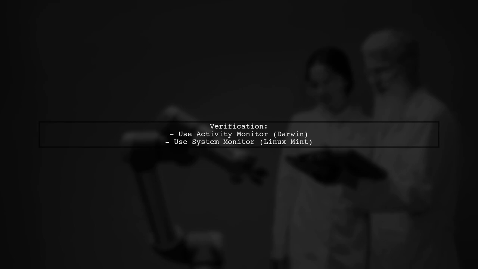However, from the renderer process itself, you can simply use process.pid to get the correct renderer process ID. Additionally, you can access the main process ID using require-electron.remote-process.pid, which also returns the correct value. You can verify these process IDs using the Activity Monitor on Darwin or the System Monitor on Linux Mint.